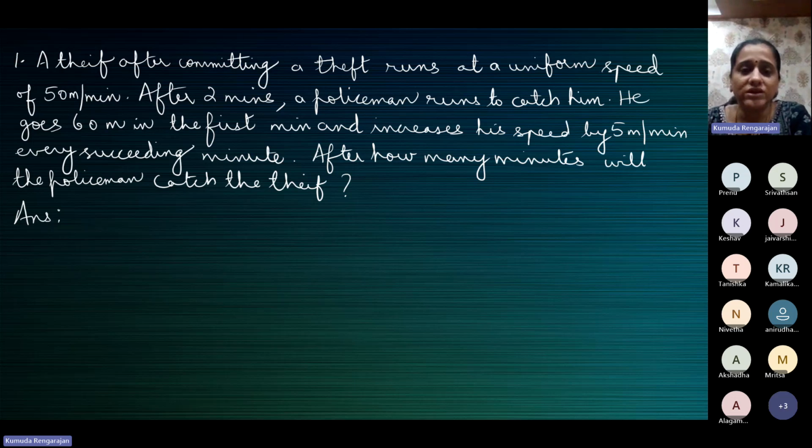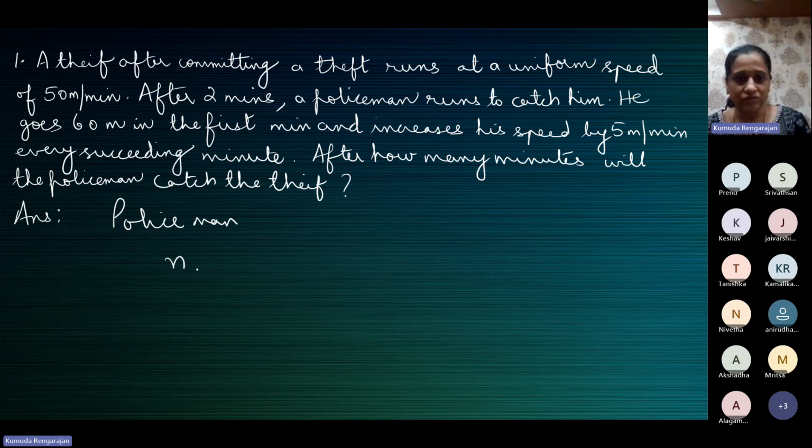Okay, so if the policeman runs for n minutes to catch the thief, then the thief would have run for n plus 2 minutes, because he had started 2 minutes earlier, right? Or if you take the time in which the thief has run as n minutes, then the policeman will be n minus 2 minutes.